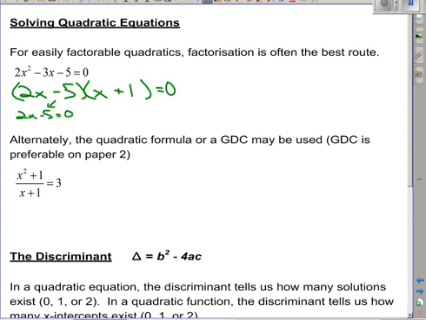Okay, so that would give us 2x minus 5 equals 0. Move the 5 over, divide by 2. x is 5 over 2. Over here, I'm going to have x equals negative 1, from the equation x plus 1 equals 0.